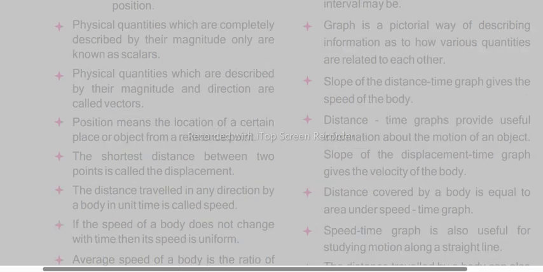A body has uniform acceleration if it has equal changes in its velocity in equal intervals of time, however small the interval may be. Graph is a pictorial way of describing information as to how various quantities are related to each other. Slope of the distance-time graph gives the speed of the body. Distance-time graphs provide useful information about the motion of an object. Slope of the displacement-time graph gives the velocity of the body. Distance covered by a body is equal to the area under the speed-time graph. Speed-time graph is also useful for studying motion along a straight line. The distance traveled by a body can also be found from the area under a velocity-time graph if the motion is along a straight line.